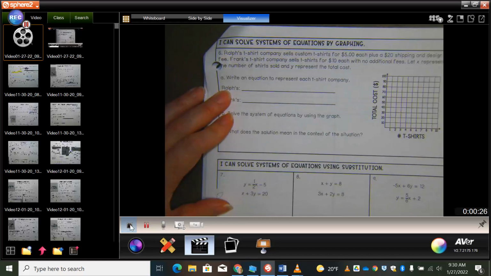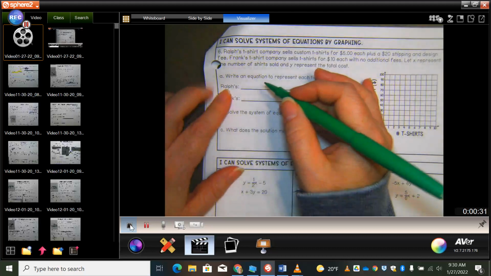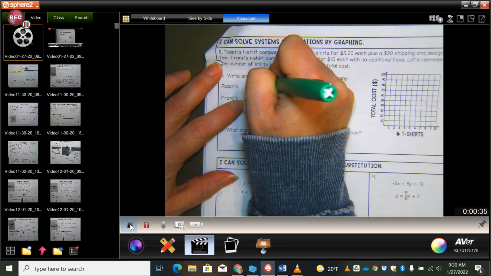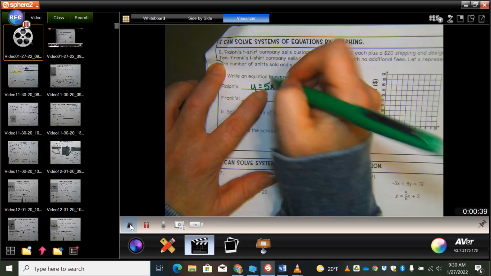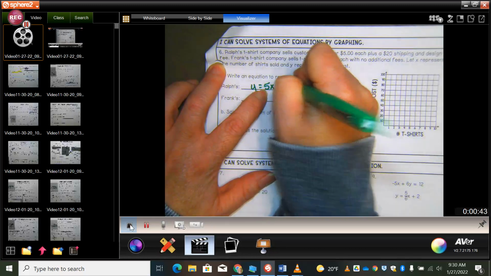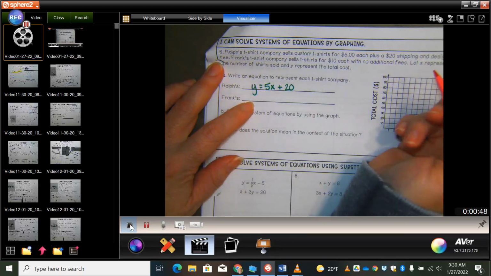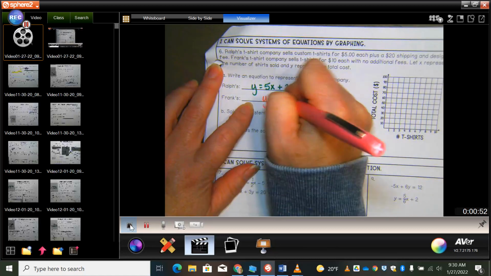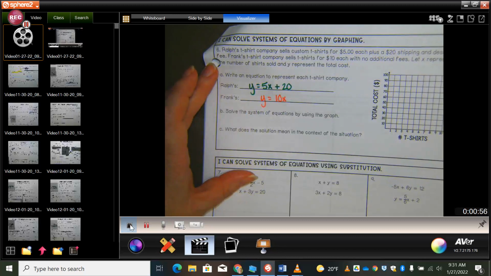First thing we need to do today is come up with our system of equations. We will look at Ralph's first because his is $5 for every shirt. That's going to be our slope or our rate of change, but then he has the additional $20 fee for shipping. Frank's is just a flat rate. His is just $10 for every shirt and there's no additional fee. So there is our system of equations.